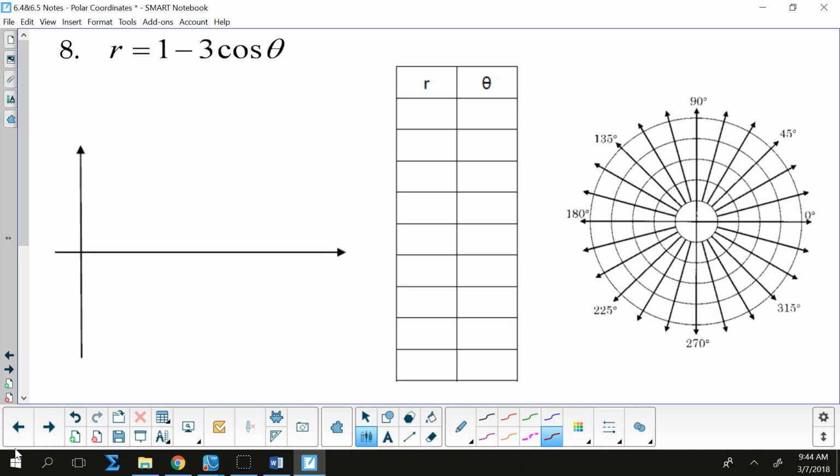Now our minds are going to be blown. So here's our function. 1 minus 3 cosine of theta. Now you might have or remember this as negative 3 cosine of theta plus 1. Same thing. Where's the middle of that function?